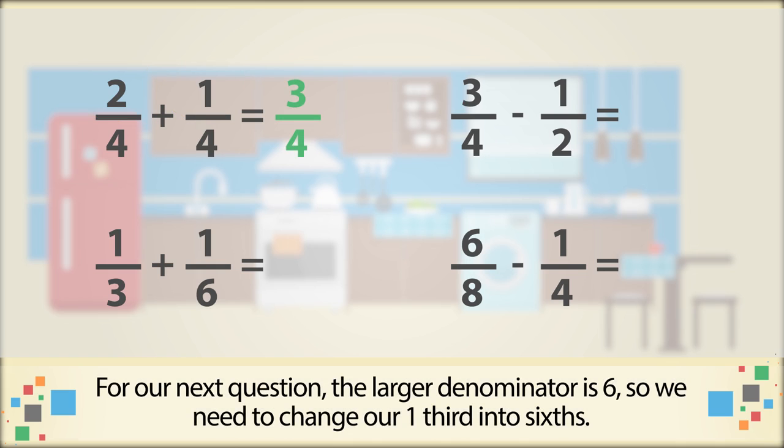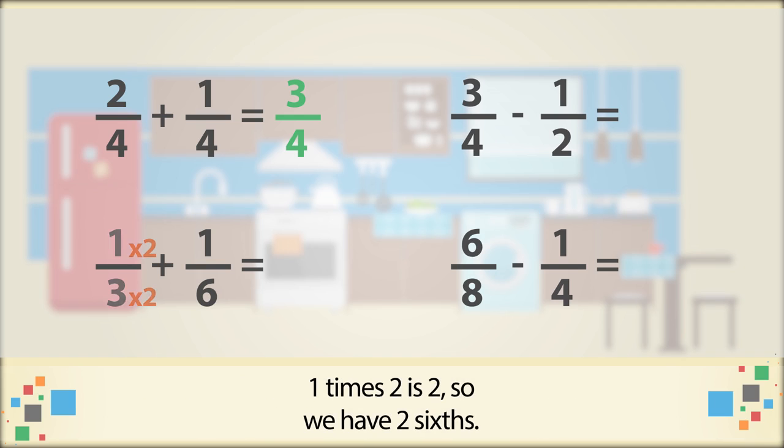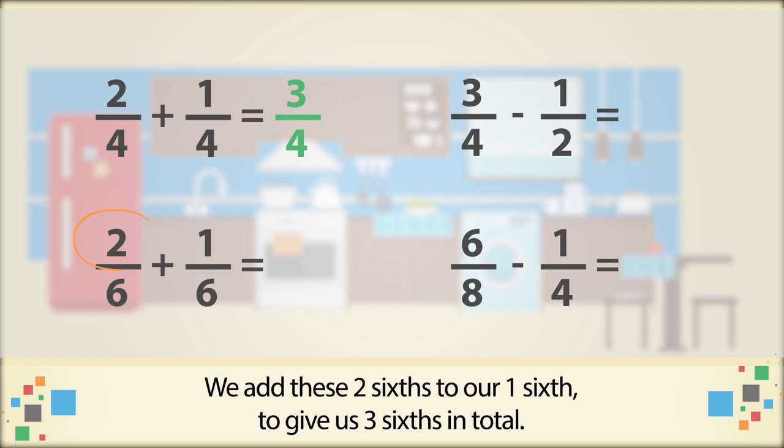For our next question, the larger denominator is 6, so we need to change our 1/3 into 6. We must times the denominator by 2 to do this, so we do the same to the numerator. 1 times 2 is 2, so we have 2/6. We add these 2/6 to our 1/6 to give us 3/6 in total.